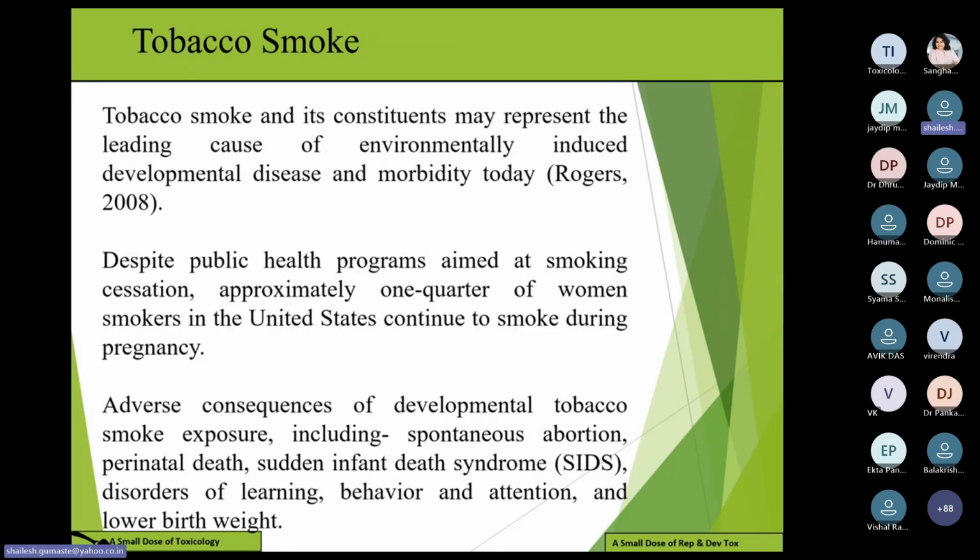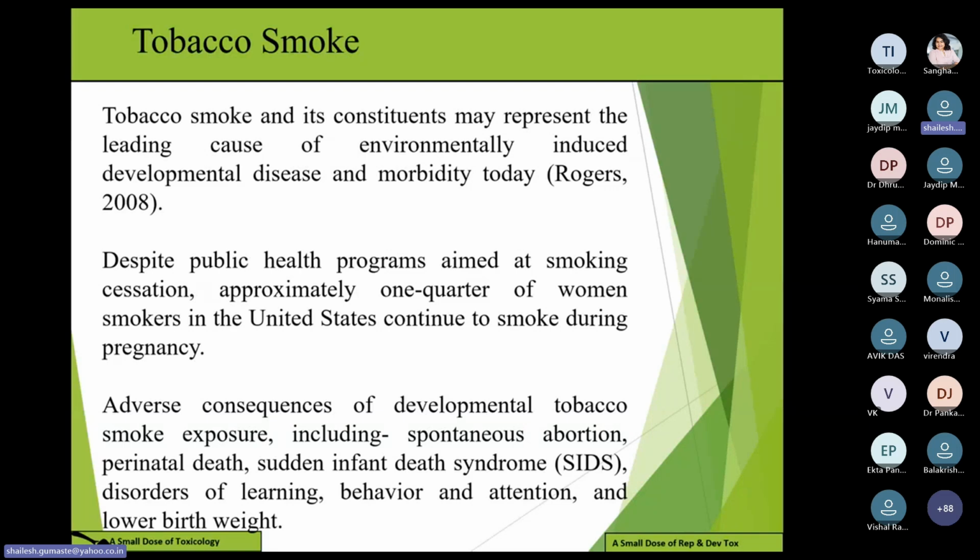Next one is tobacco smoke. Tobacco smoke is also known as a developmental toxicant that can harm fetal development during pregnancy. Exposure to tobacco smoke has been linked with various adverse outcomes. Tobacco smoke and its constituents may represent the leading cause of environmentally induced developmental disease and morbidity today. Despite public health programs aimed at smoking cessation, approximately one quarter of women smokers in the United States continue to smoke during pregnancy.